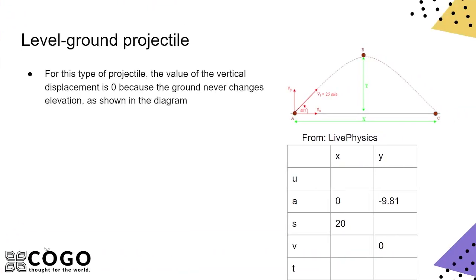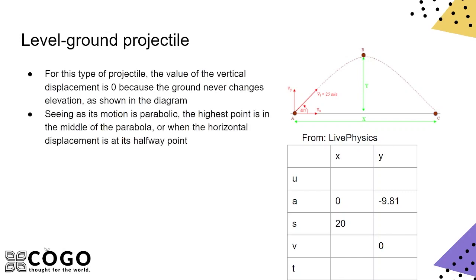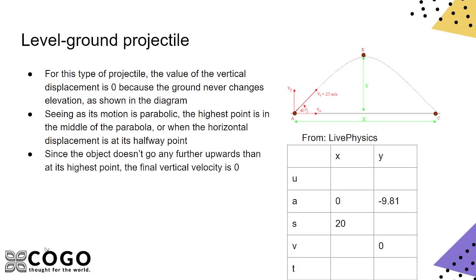For this type of projectile, the value of the vertical displacement is 0 because the ground never changes elevation, as shown in the diagram. Seeing as its motion is parabolic, the highest point is in the middle of the parabola, or when the horizontal displacement is at its halfway point. Since the object doesn't go any further upwards than at its highest point, the final vertical velocity is 0.